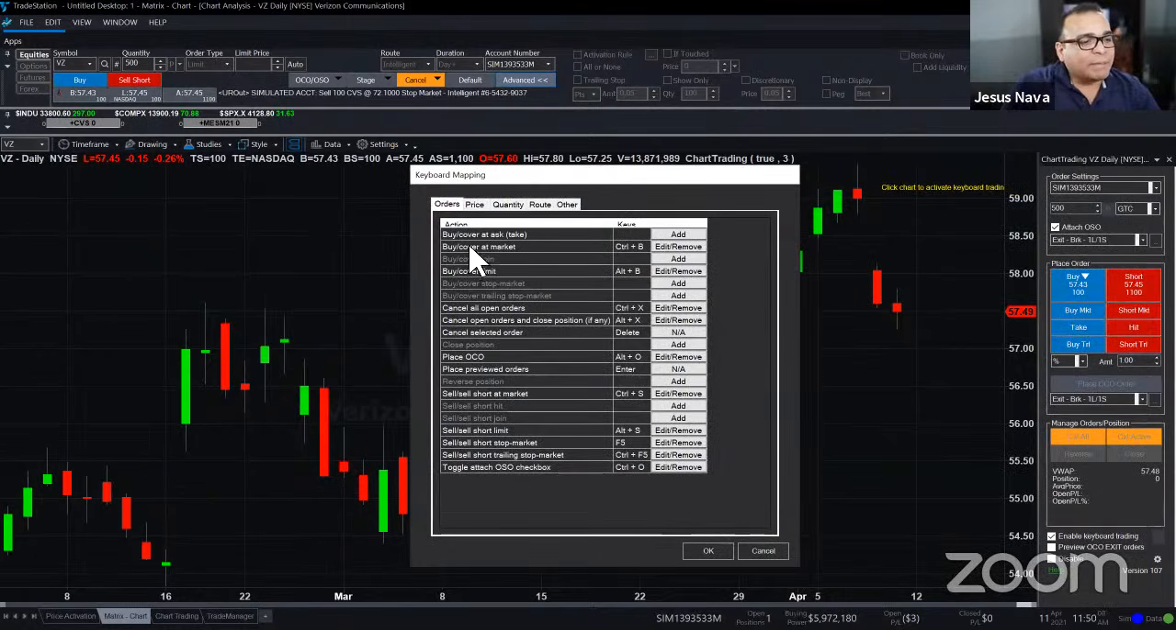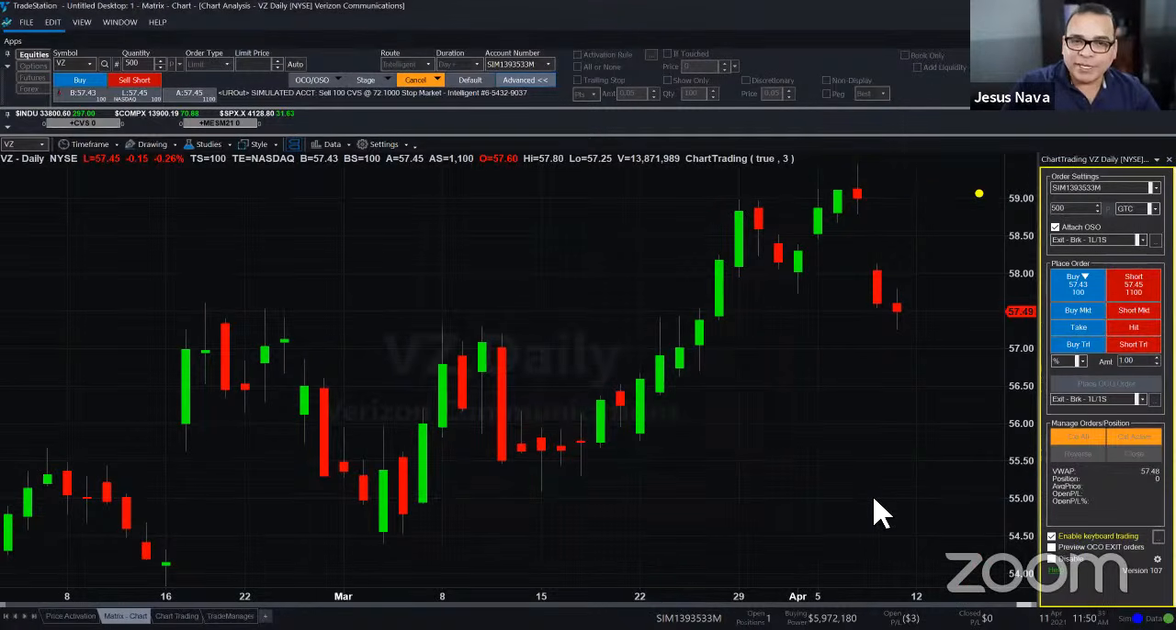I have set my buy limit, take a look over here, buy limit to Alt-B. So every time I press Alt-B after enabling keyboard trading, I'm going to put in a limit order. And this makes it very useful and very quick for you to submit an order. Let me show you what I mean by that. I'm going to click OK. So we know that Alt-B is to place a limit order. I'm going to press the hotkey right now, Alt-B.